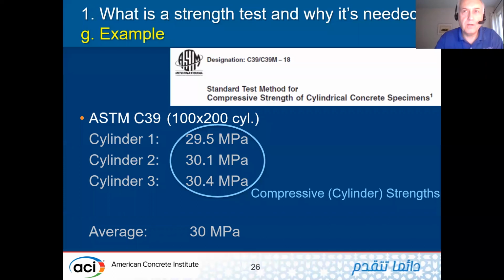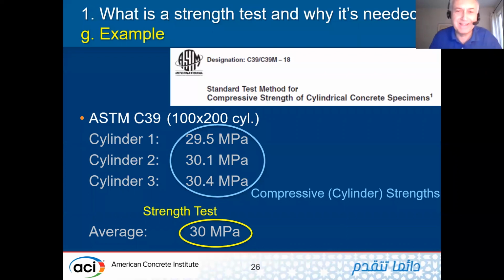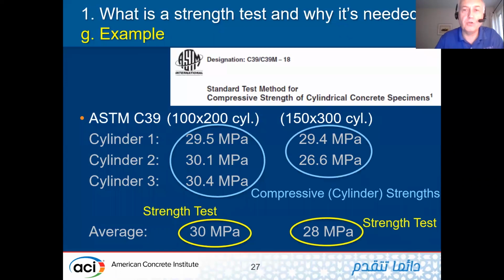So this is what it is. Each cylinder is just cylinder strength or cylinder break. It's not a strength test. The strength test, kind of repeating myself often, but I just want you to remember that the strength test is the average of 3 cylinders, 100 by 200, or 2 cylinders, 150 by 300. Okay, so strength test is the average of several cylinder breaks.